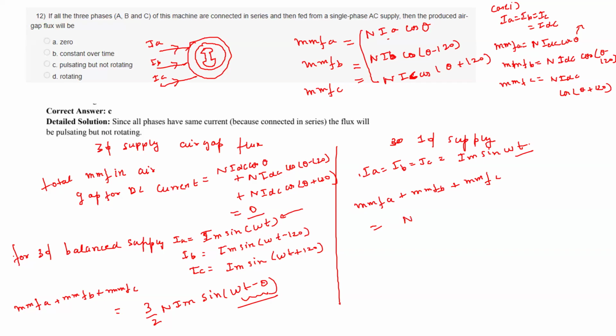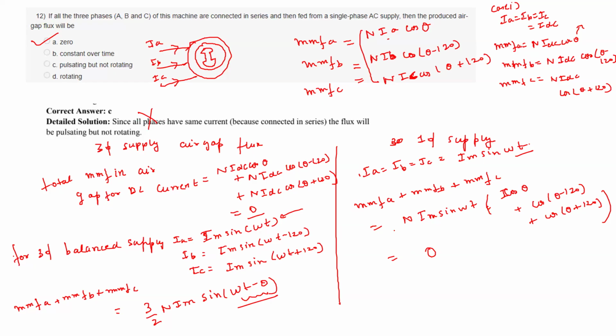So here in the place of IA, I have to write this. So this is N Im sine omega t times cos theta plus cos theta minus 120 plus cos theta plus 120. So you will see that MMF will come out to be 0. They have given it wrong. This MMF will come out to be 0.